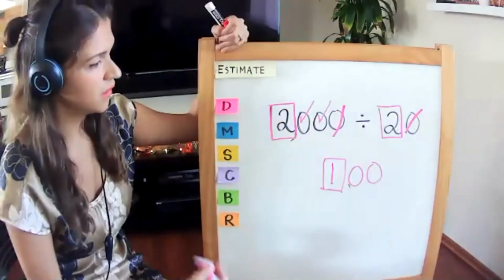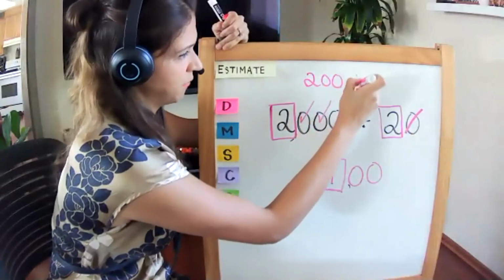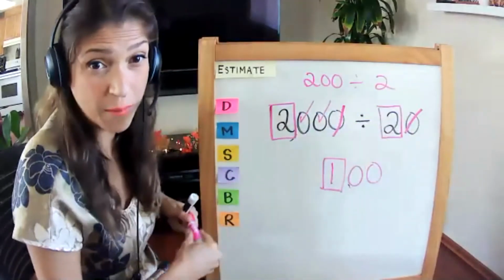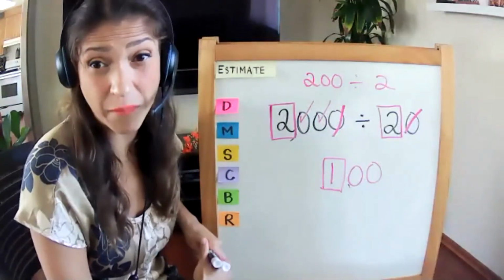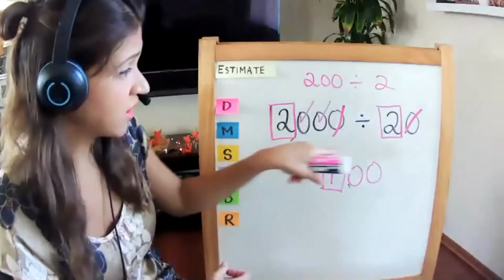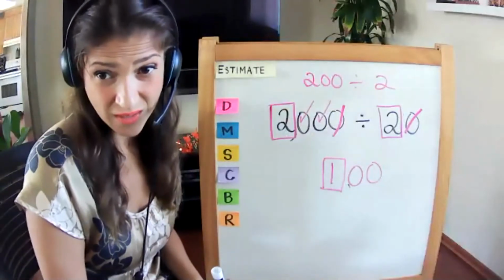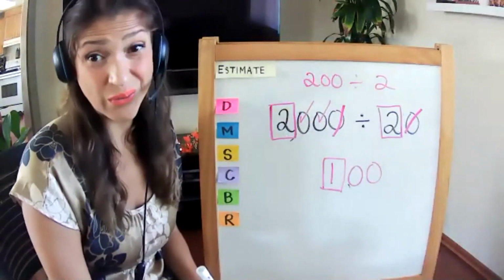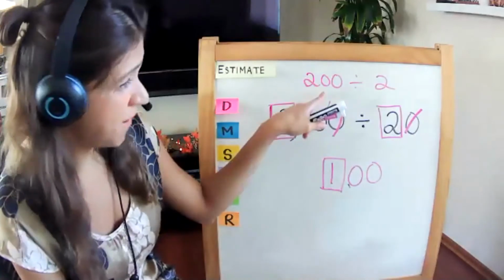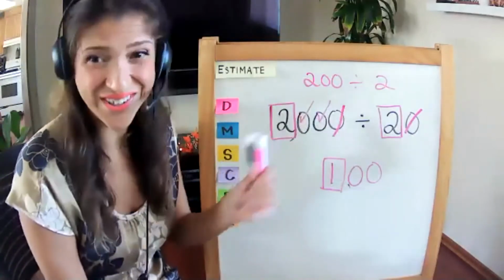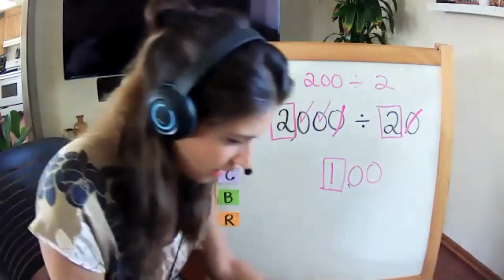Does everybody agree that 2,000 divided by 20 is the same as 200 divided by 2? Are those equivalent problems? Yes. Why are they equivalent? Because they're going to give me the same exact quotient. 2,000 divided by 20 is 100. 200 divided by 2 is 100. So when I canceled out the zeros, all I was doing was simplifying my division problem and making an equivalent problem that was easier to solve. All set?